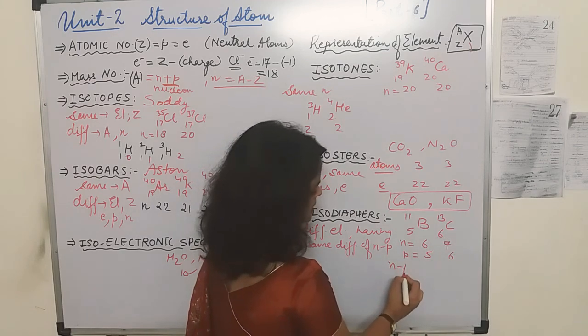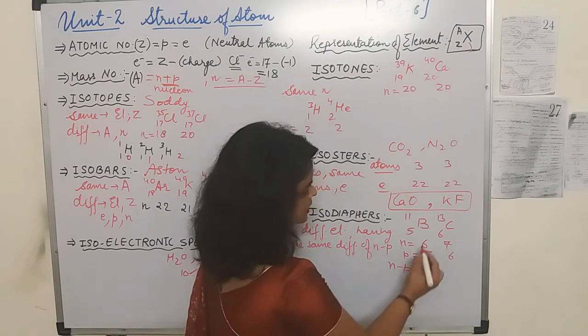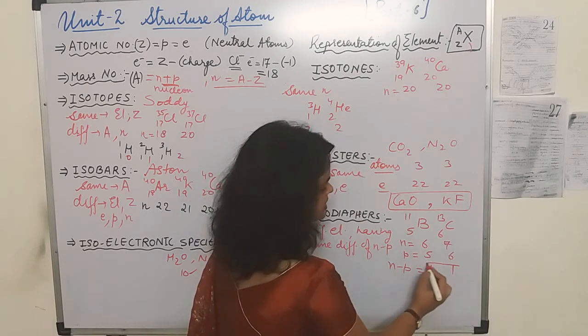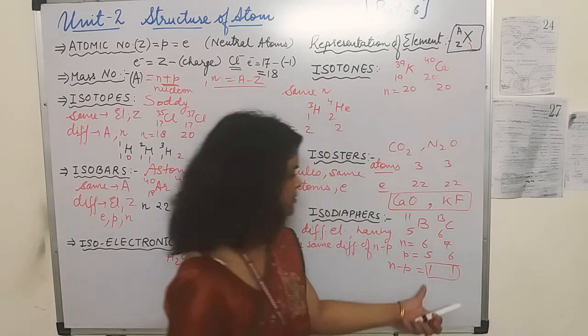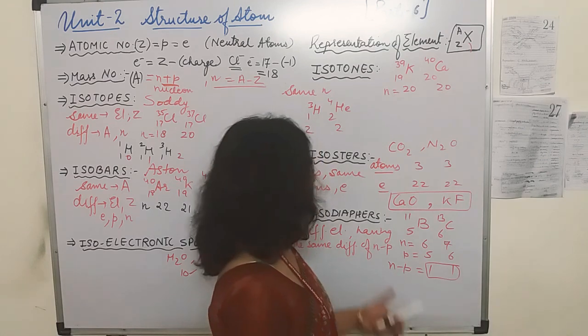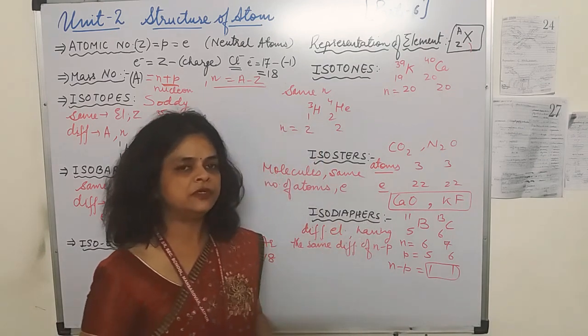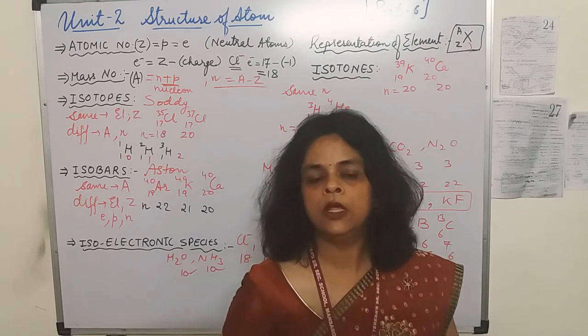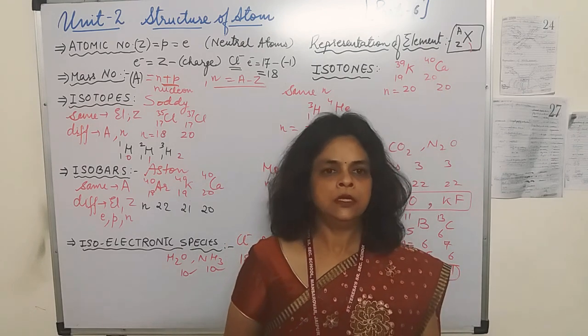Now calculate n minus p, children. 6 minus 5, 1. 7 minus 6, 1. So they have the same difference between the number of neutrons and protons. So they are examples of isodiaphers. Students, I have discussed a few examples and you can practice many more and clear your concepts. Thank you.